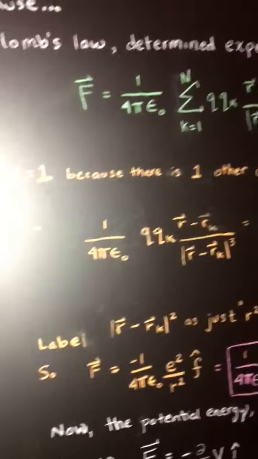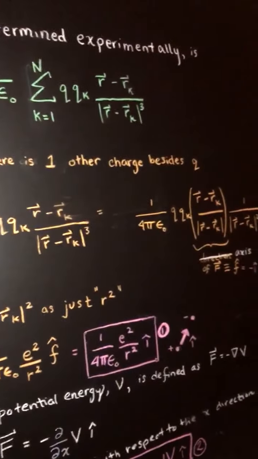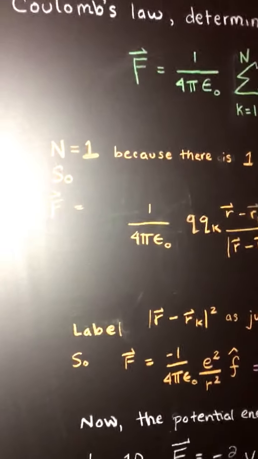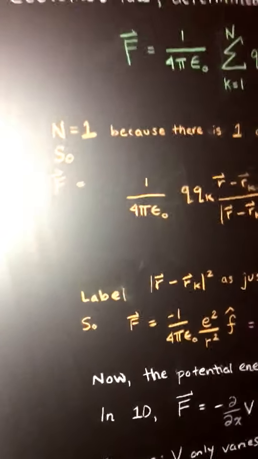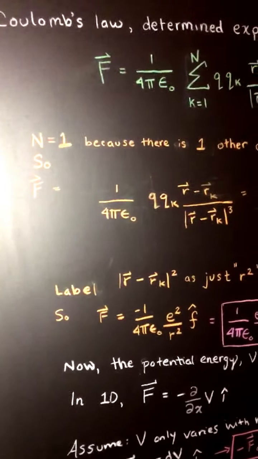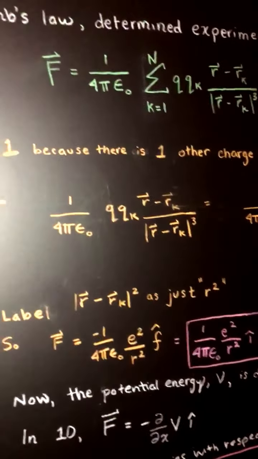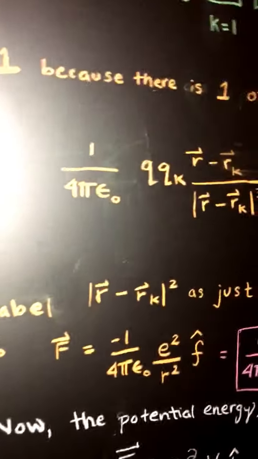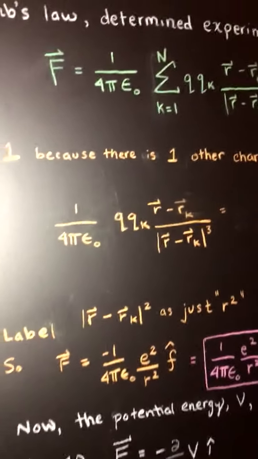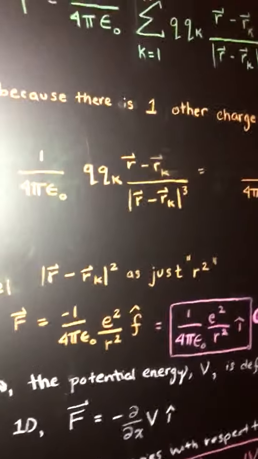So n equals 1, because there's one other charge besides Q. So we can get rid of the sum because k equals 1. And F equals 1 over 4 pi epsilon naught. Epsilon naught, by the way, is the electric permittivity of free space. And this is just the same equation written again without the sum.